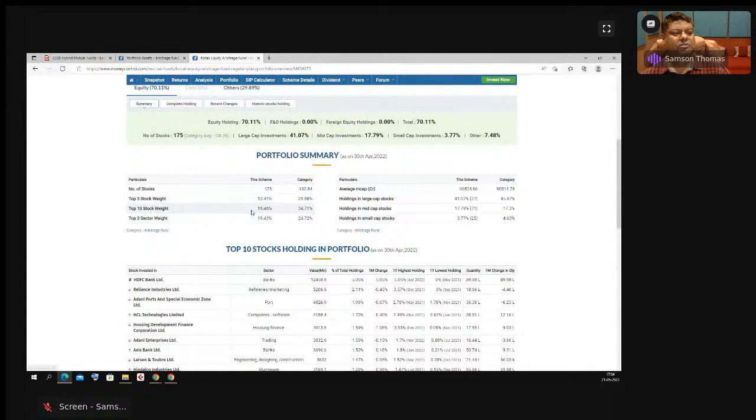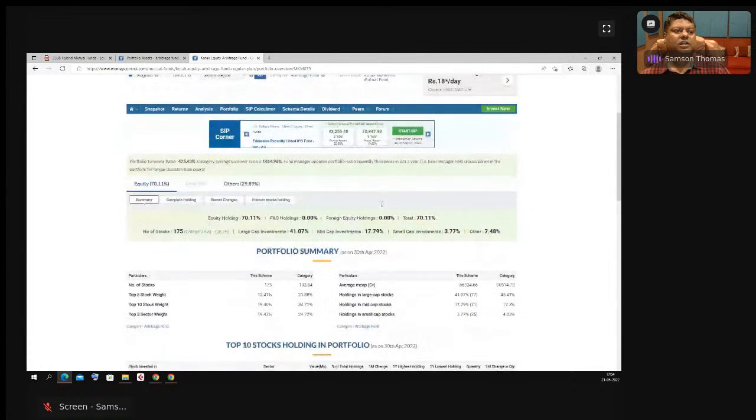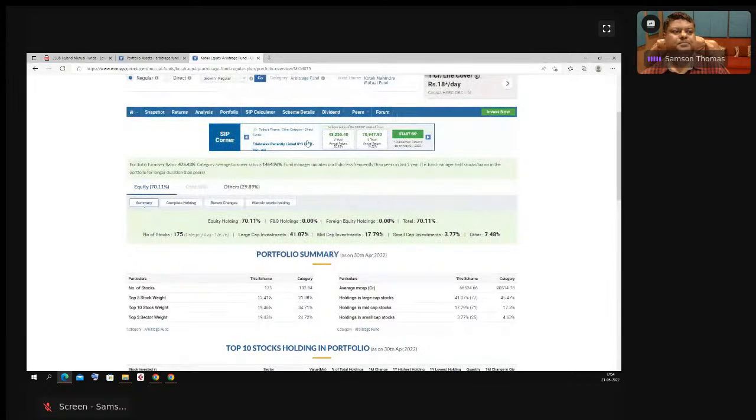The top 10 stocks are 19.46%, and the top 3 sectors are 19.43%. What is the large cap? 41%, mid cap is 17%, and small cap is 3%. So does this suit your risk profile? Is this what you're looking for? And then you can have an understanding of whether you want to invest in this fund or not, right?